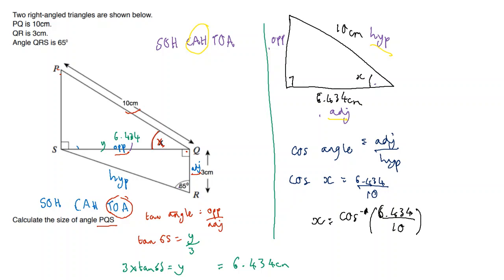You put this into your calculator. As a reminder, to put this into your calculator, you press shift and then cos. So shift, cos, fraction button, 6.434 over 10 gives a final answer of 49.95418 and so on. Finally, let's just round to 2 decimal places. So to 2 decimal places, you get 49.95 degrees to 2 dp.